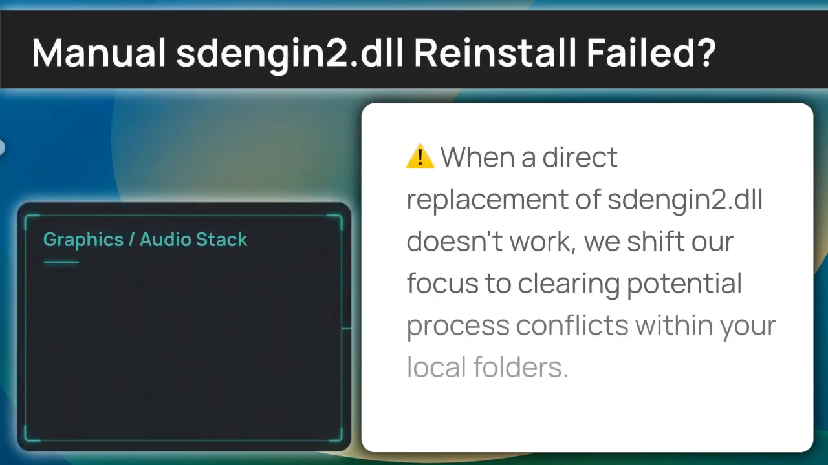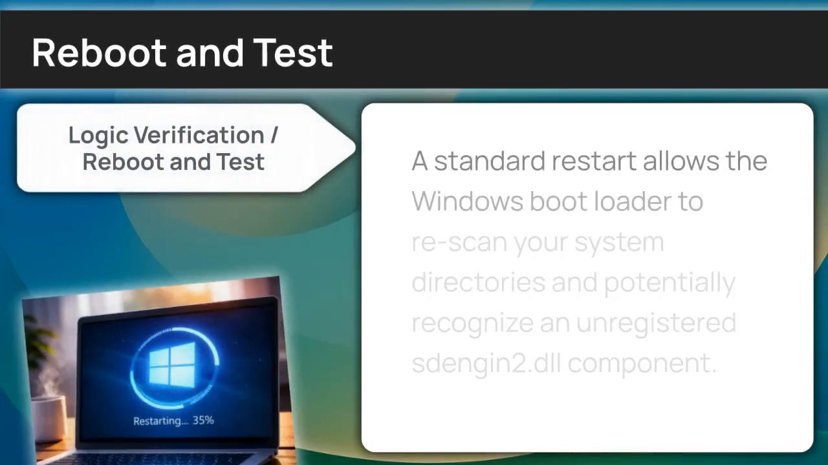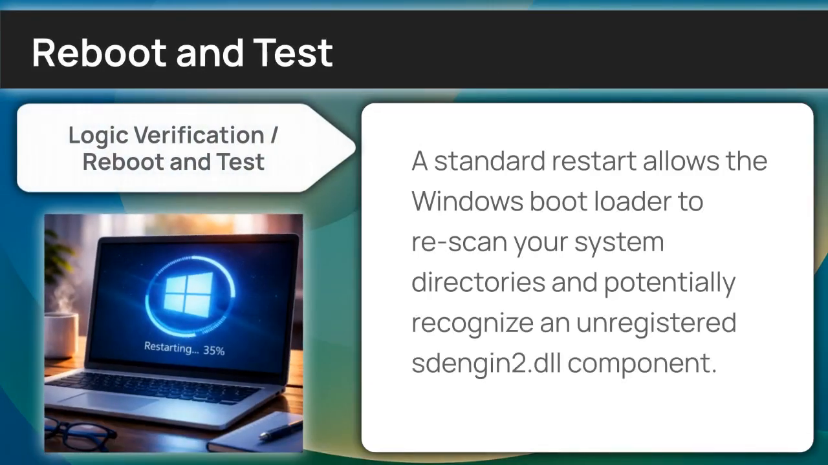Should the reinstallation fall short, the next step in our protocol is to validate the integrity of your system's startup environment. A quick system restart is a practical way to ensure that all shared libraries, including sdengin2 library, are being loaded correctly into the current session's memory.